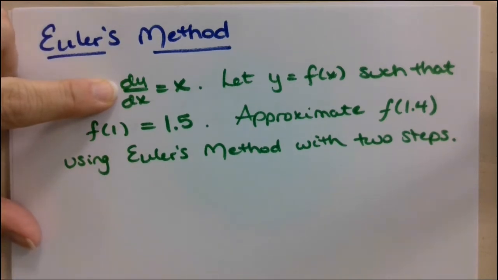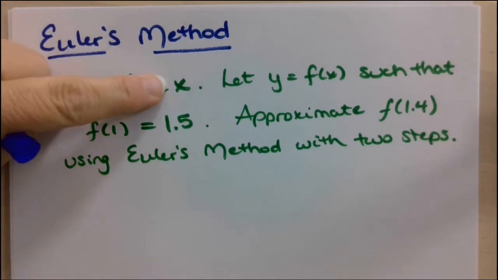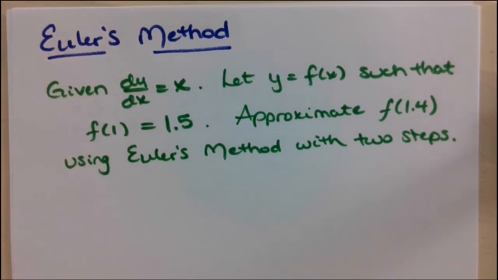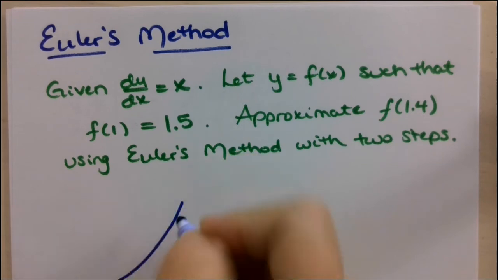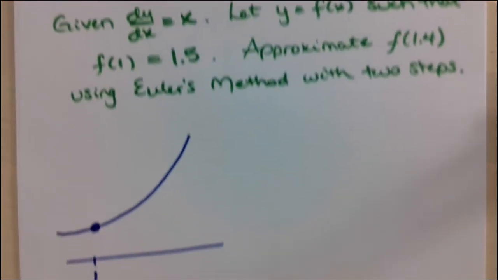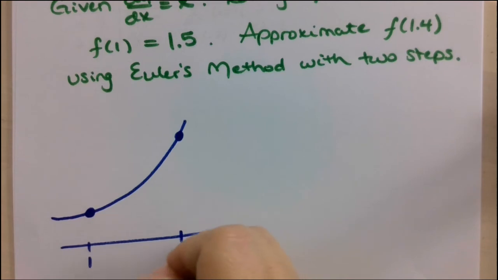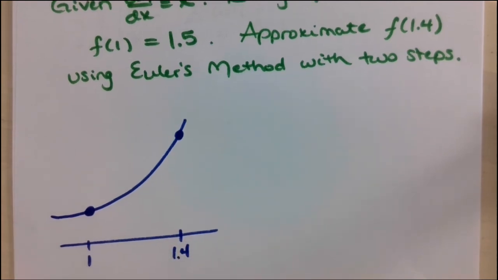If my differential equation dy/dx is just equal to x, then we know that the solution curve is going to be a parabola because the derivative is x. So I'm going to draw a curve here and mark this off. Say this point here is at 1. And then I'm going to label that point to be at our 1.4. So we're zoomed in pretty well on this curve here.